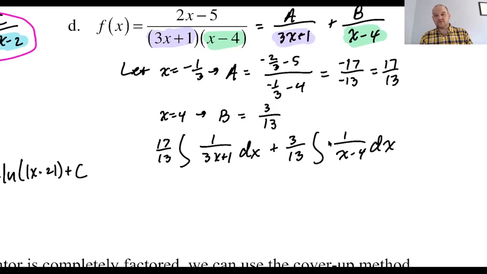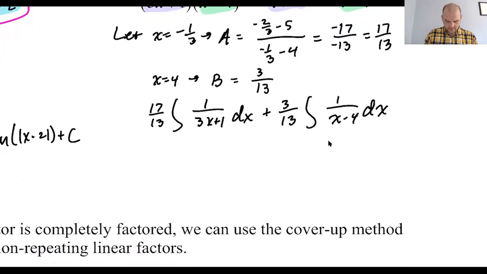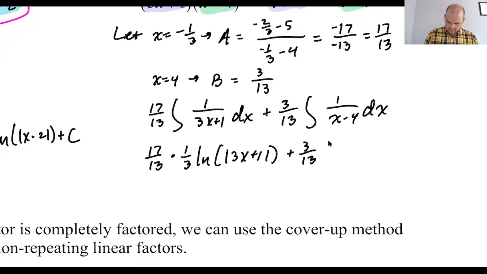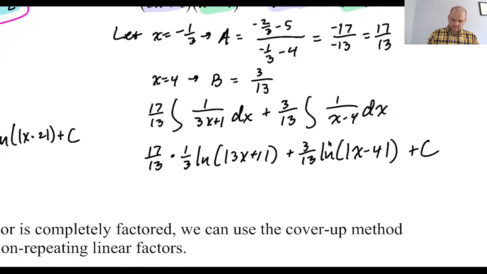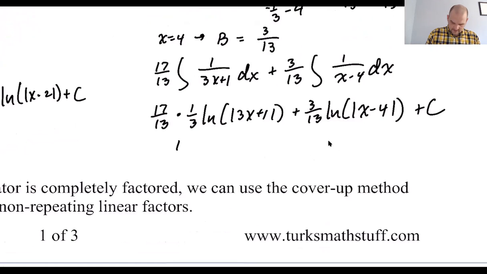It's that first integral that I'm a little worried about. Not really worried, but so this will be 17/13. I need a 3 on the inside, so a 1/3 natural log, absolute value. It's a lot of stuff you could forget, but don't. And absolute value of x minus 4 plus c. Should we clean it up? I guess so. 17 over 39. Absolute value of 3x plus 1.